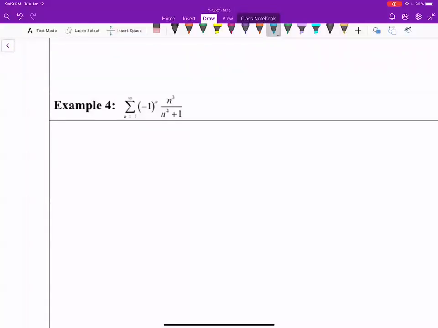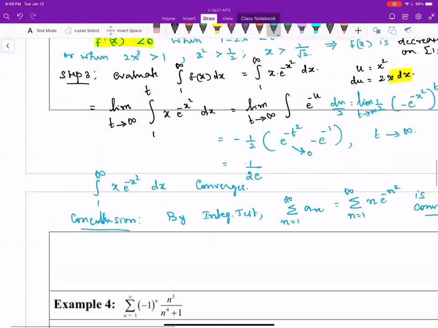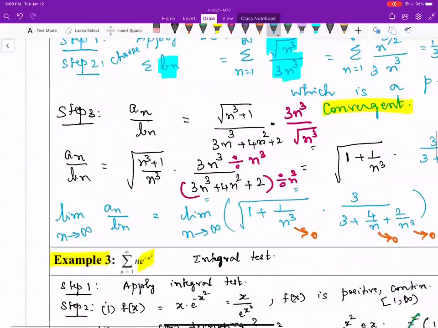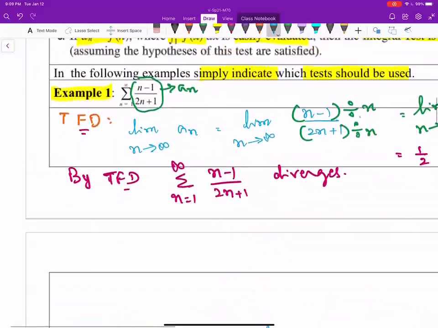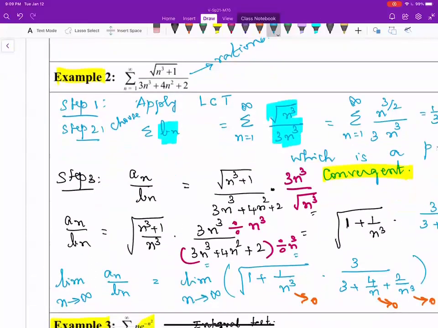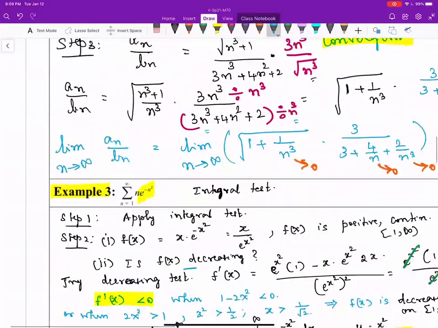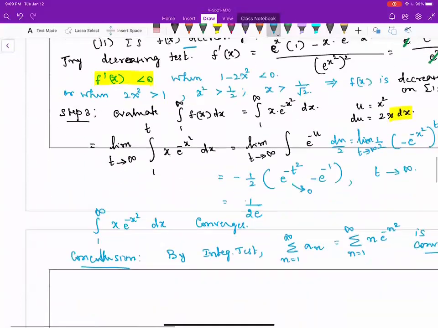Welcome back. This is the continuation of section 11.7, strategy for testing the series. We have seen a few examples where we applied different tests: the test for divergence in one problem, the limit comparison test in the next problem, and we saw the integral test.